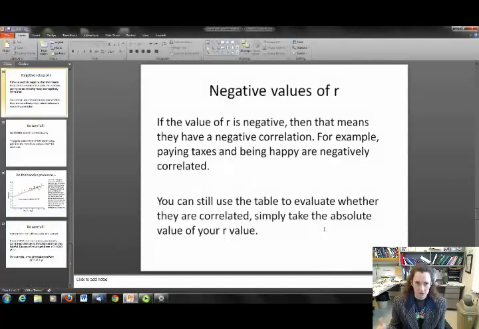Now, also, you could get negative values of r. Remember that I said that the values of r had to lie between -1 and +1. If your value of r is negative, okay, then that means that the two values are negatively correlated. For example, paying taxes and being happy, negatively correlated. You can still use your table to evaluate whether or not they're correlated. All you have to do is take the absolute value of your r value and then read the table off. And then that's the percent confidence that those two variables are negatively correlated.